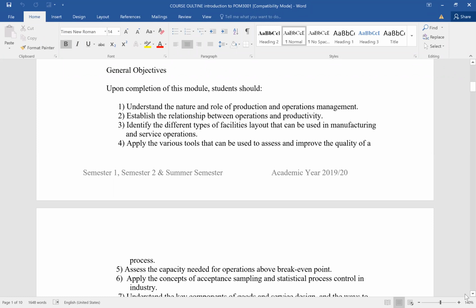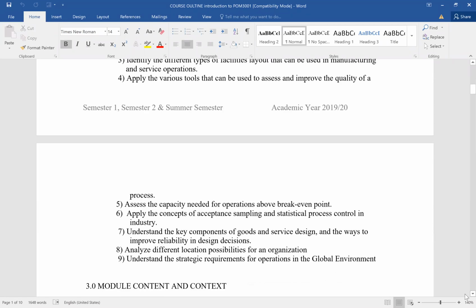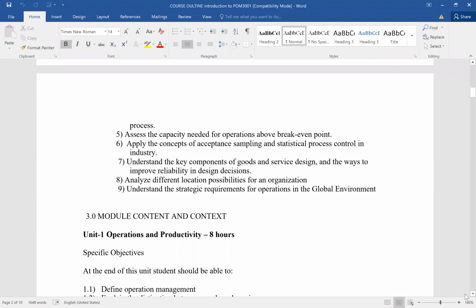Apply various tools that can be used to assess and improve the quality of a process. You should be able to assess the capacity needs for operations above a break-even point.